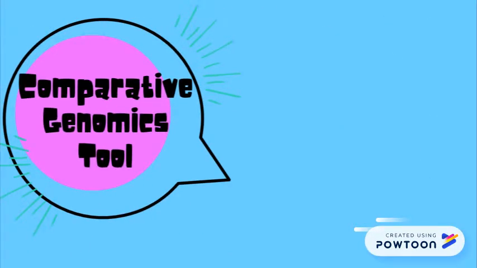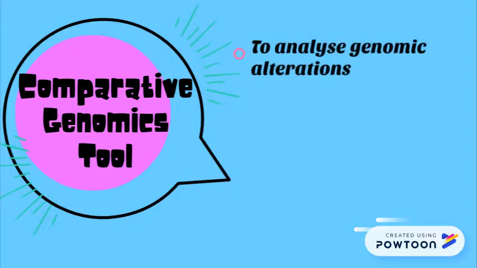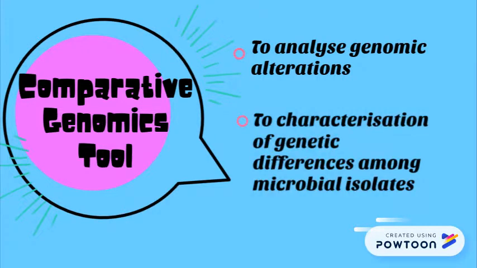Microarray also can be used as a comparative genomic tool. It can be used to analyze genomic alterations such as sequence and single nucleotide polymorphisms. In microarray gene mutation analysis, it can be directed to characterization of genetic differences among microbial isolates, especially closely related species.